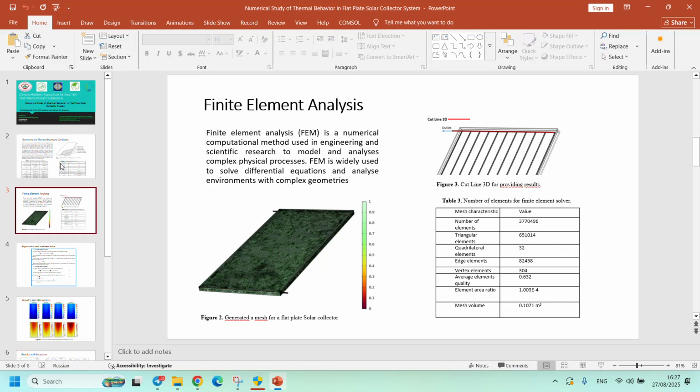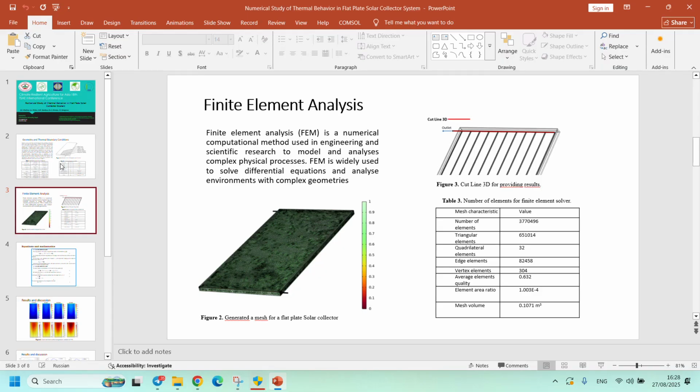The finite element method is a numerical computational method used in engineering and scientific research to model and analyze complex physical processes. It is widely used to solve differential equations and analyze environments with complex geometries. The generated mesh for the flat plate solar collector is provided in Figure 2.